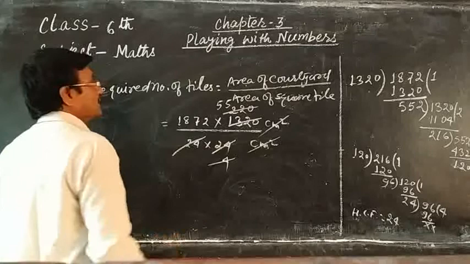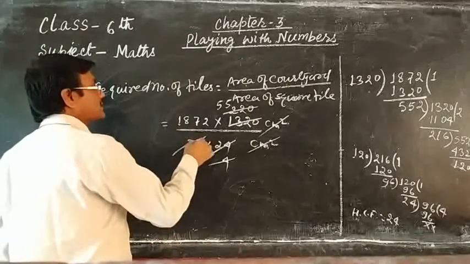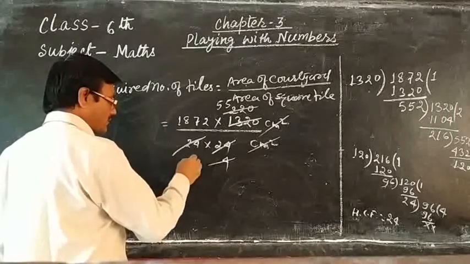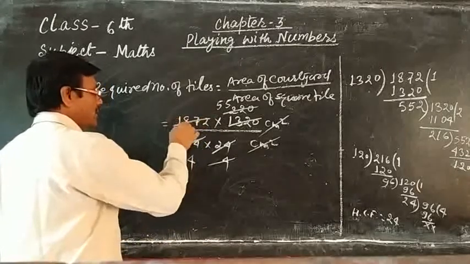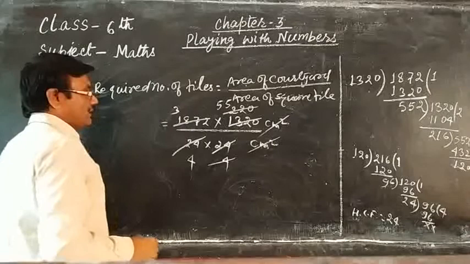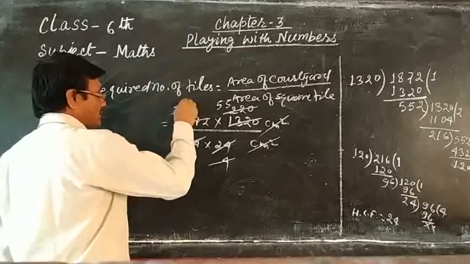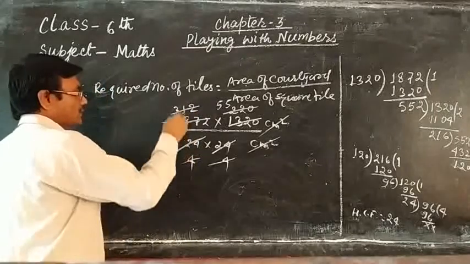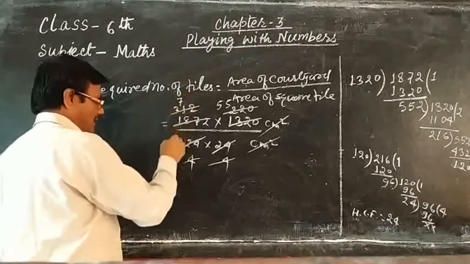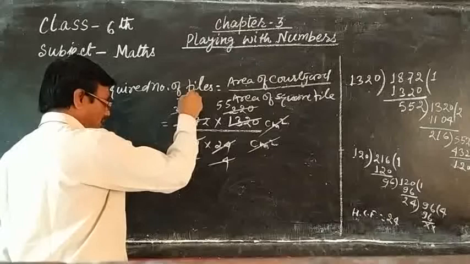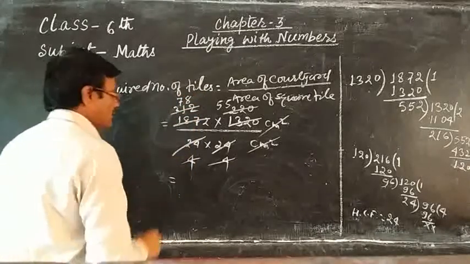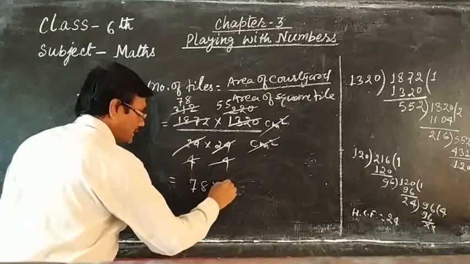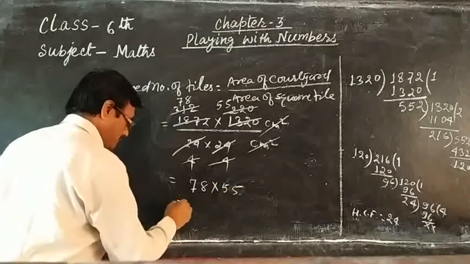Now again we take 6 to divide 1872 by 24. So 6 3s are 18, 6 1s are 6, and 6 2s are 12. Again 4 divides this one. So 4 7s are 28. Remainder 3, 32 and 4 8s are 32. So we multiply 78 into 55.